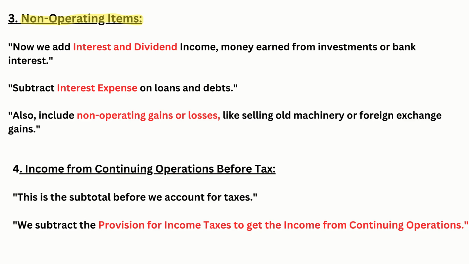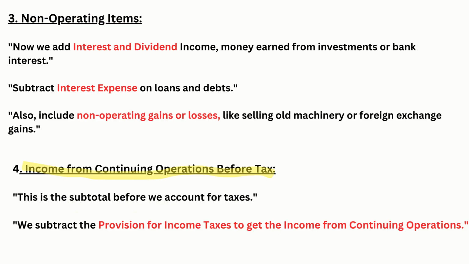3. Non-operating items. Now we add interest and dividend income, money earned from investments or bank interest. Subtract interest expense on loans and debts. Also, include non-operating gains or losses, like selling old machinery or foreign exchange gains. These items are not part of the company's everyday operations but still affect total profit.